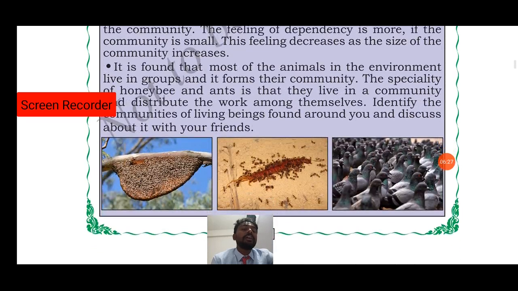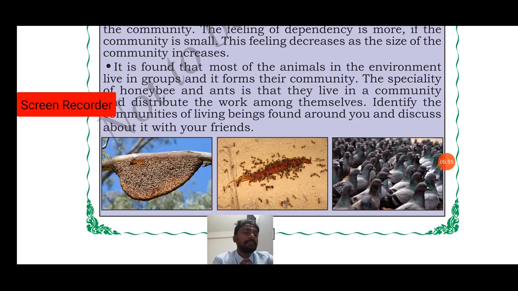And also it is found that most of the animals in the environment live in a group and it forms their communities. For example, you can see the rat, the birds, the honeybee, the tiger, cheetah, lions, cattle, so whatever it may be.